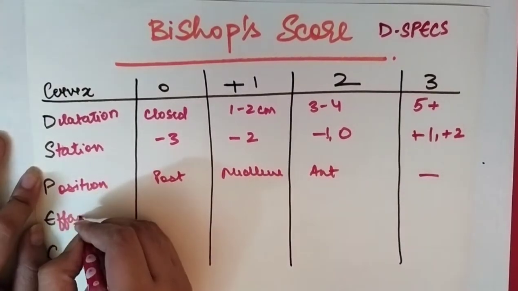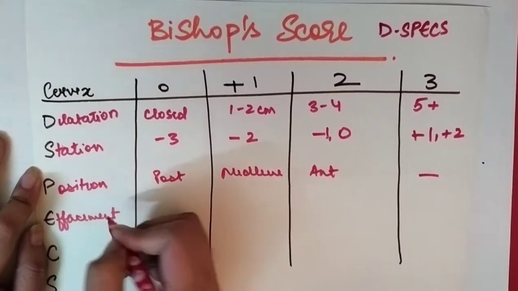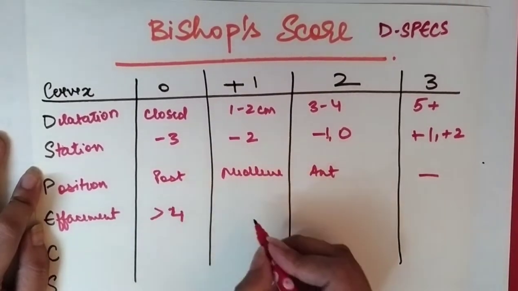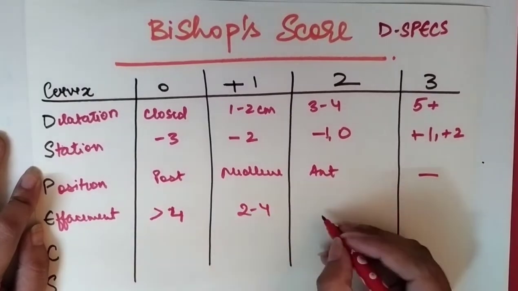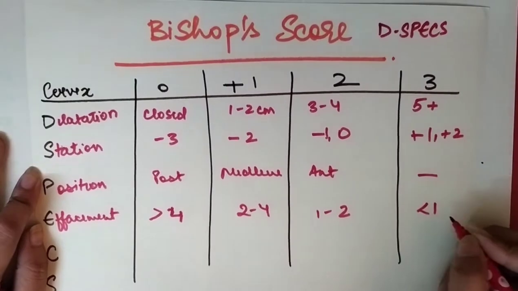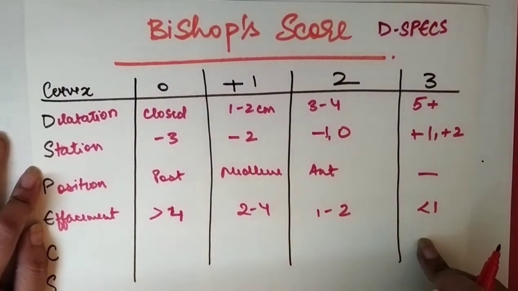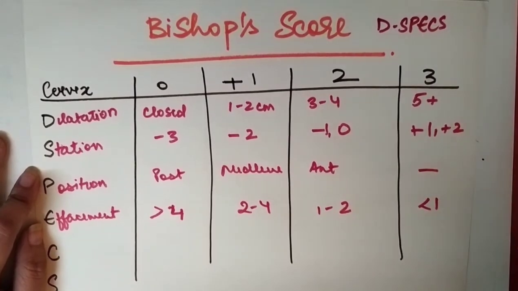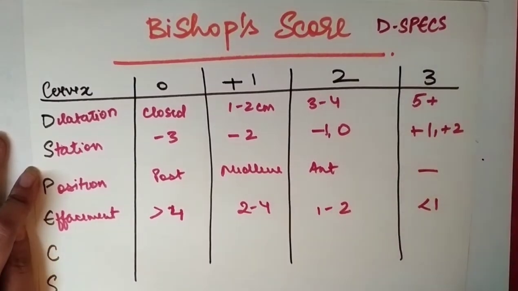Effacement or the length of the cervix, it is more than 4, 2 to 4, then 1 to 2, or less than 1. The length of cervix decreases and dilatation increases. This is how we have learned this in the mechanism of labor also.